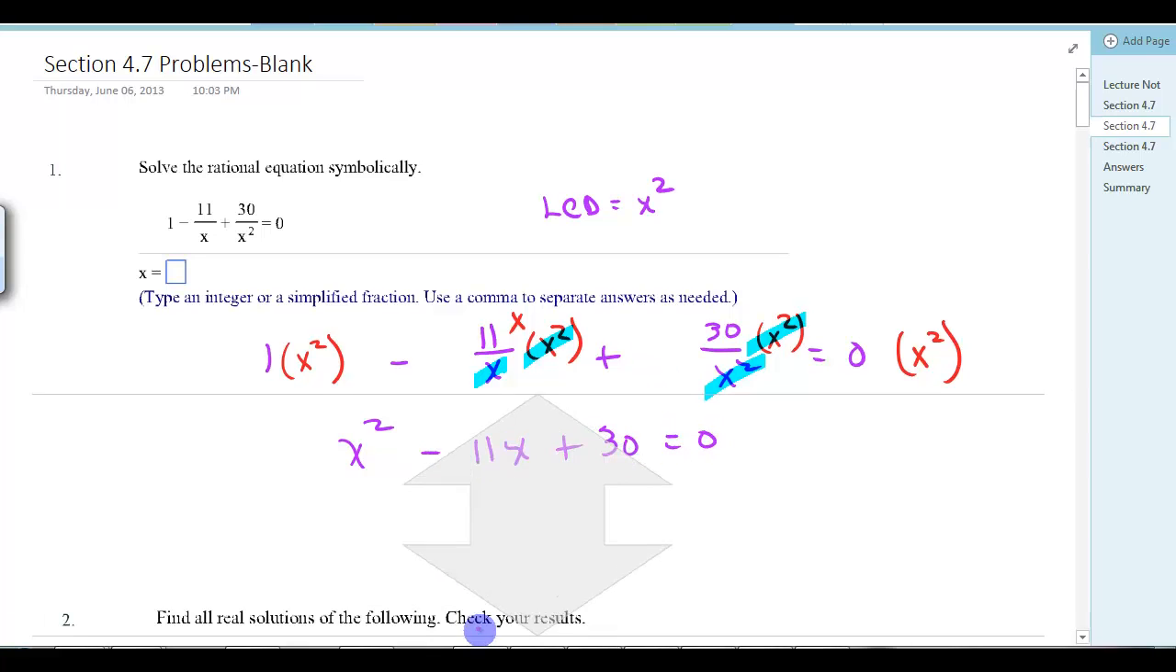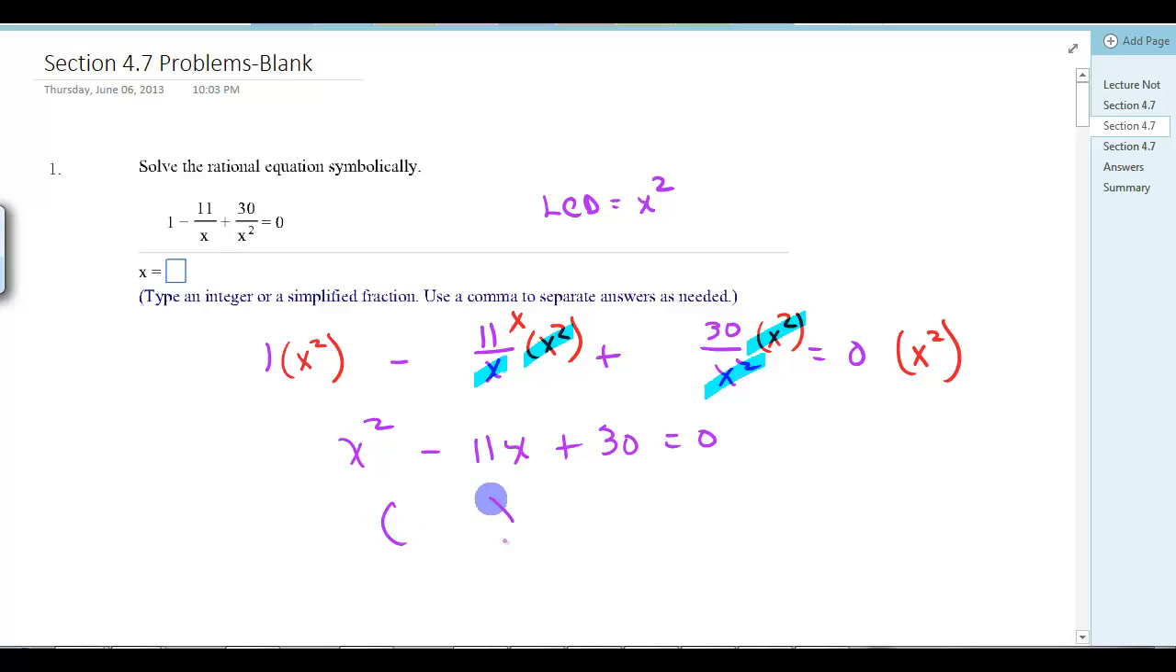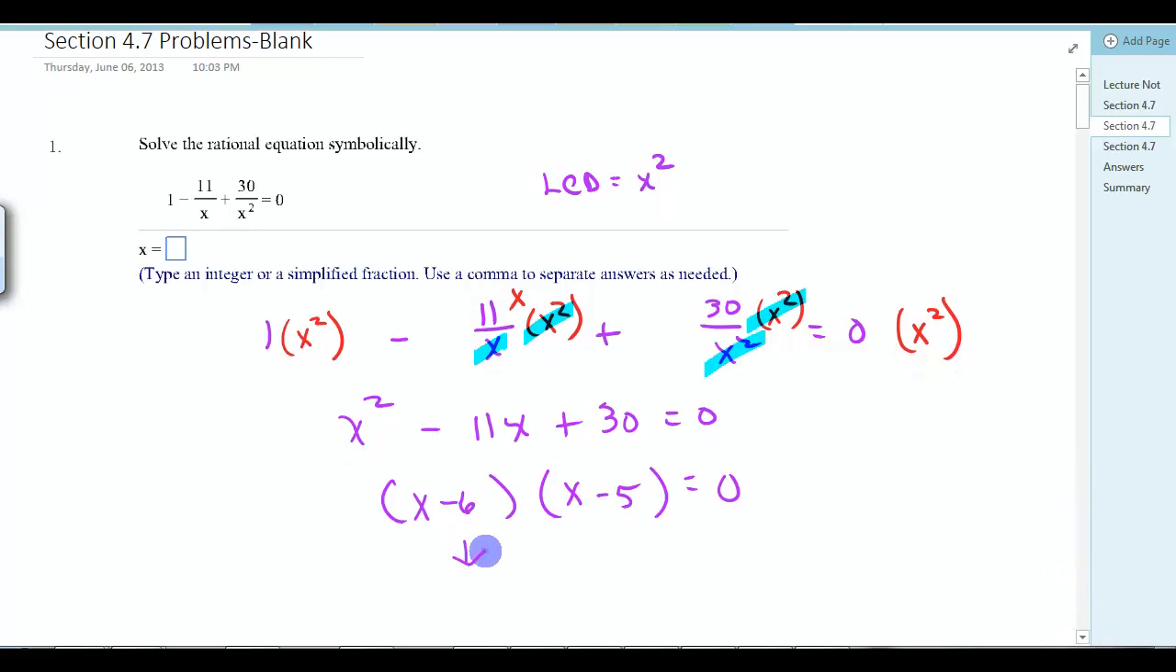That's a quadratic that we should see if it factors. Factors of 30 could be 2 and 15, 10 and 3, 6 and 5. 6 and 5 seems to lend itself to 11. How about x minus 6, x minus 5? And so that would give me x equals 6, x equals 5. In your box, you would put 5, 6, not parentheses, just the solutions.